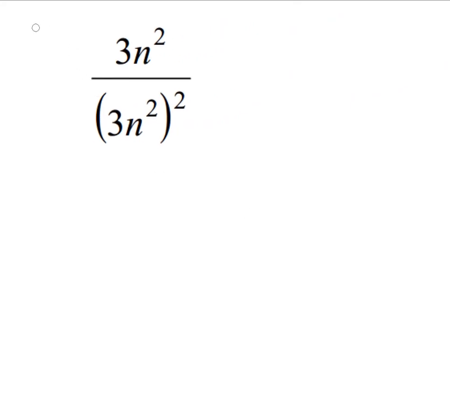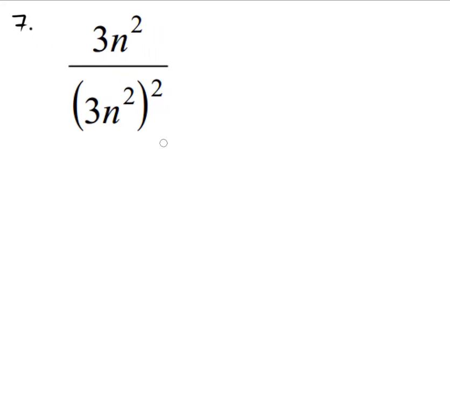This is going to be problem number 7. I'm just going to write a 7 so I just remember. So problem number 7 starts off with this expression here, and I have 3n squared over 3n squared squared. And I just want you to know that this simplifies really easily. I'm actually going to do it the long way, and then I'm going to show you that if you just thought about it a little bit, it would have been so much easier. But let's go ahead and look at it really quickly.